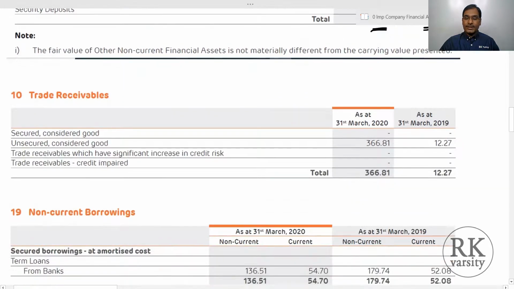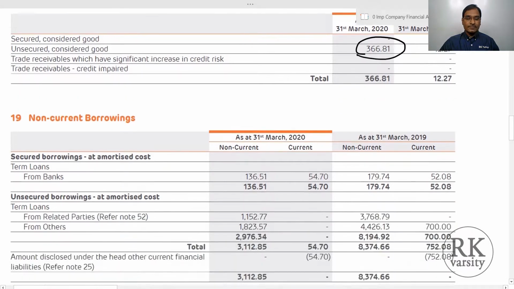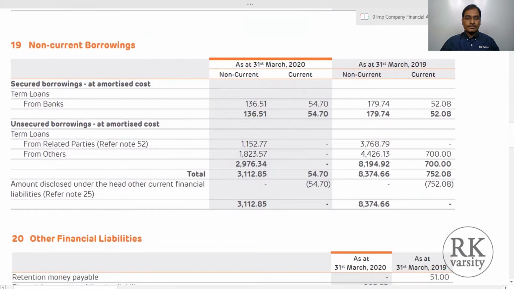Now trade receivables: there is an increase in trade receivables, 366 crore. These trade receivables, because Adani Power is a power company, it distributes power to the DISCOMs in the country and for the states. So these dues are from the state governments. Now looking at the non-current borrowings. Here, if you look at bank loans, there is a decrease in bank loans from 179 to 136. That means the company has repaid some of its bank loans.